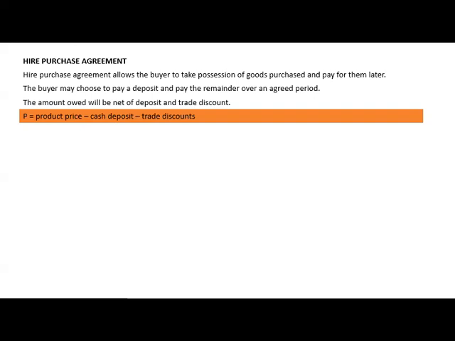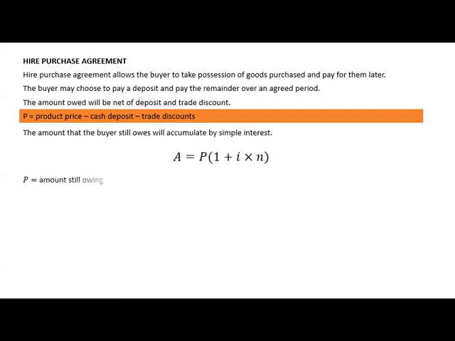Now, people get lost because they miss these definitions, which are very, very important. The amount that the buyer still owes will accumulate by simple interest. So interest will increase whatever amount the buyer was owing. Note that the buyer will only owe the purchase price of the item, excluding the discount. And for us to determine the amount that will accumulate over an agreed period, we are going to use the simple interest formula, where P is the amount still owing, which is the product price minus the cash deposit, and then you minus the trade discount.